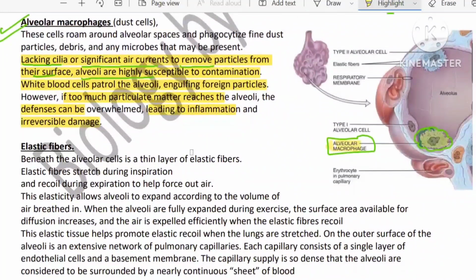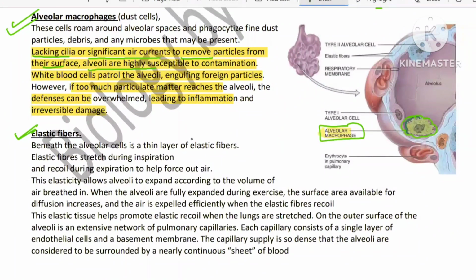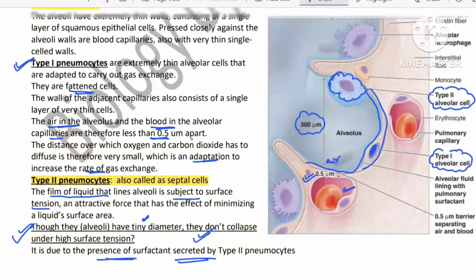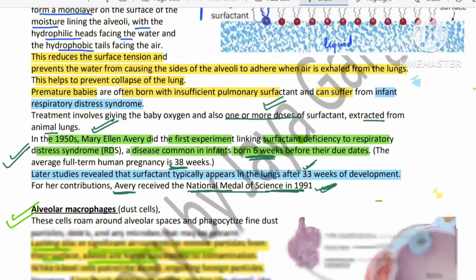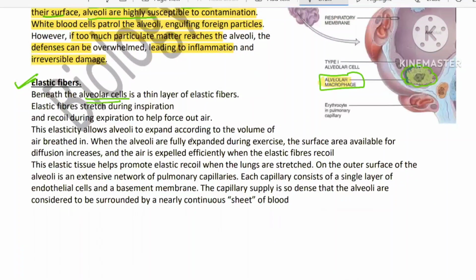The next important thing is the elastin fiber. For this, I will come back to the previous diagram. See here. You can check in this diagram. This is elastin fiber. Is it clear? This is elastin fiber. Come back to the theory. Beneath the alveolar cell is elastin fiber.